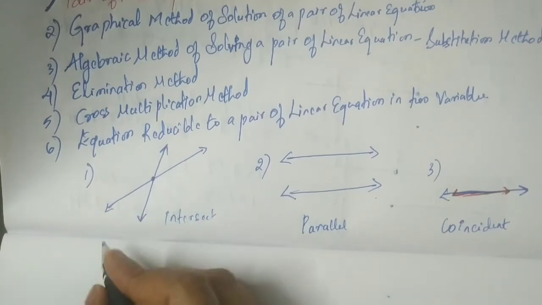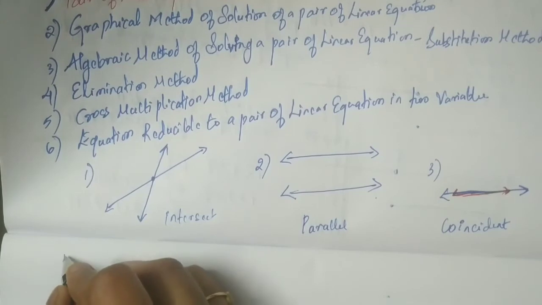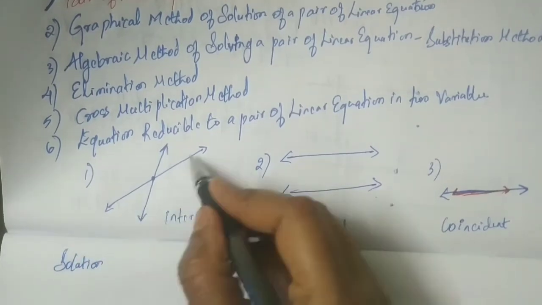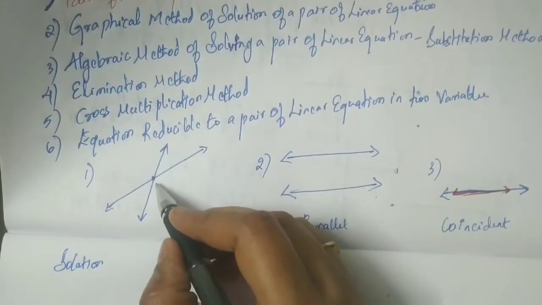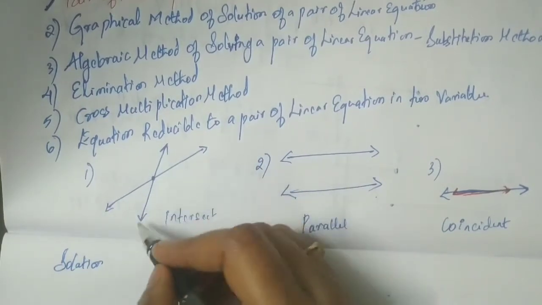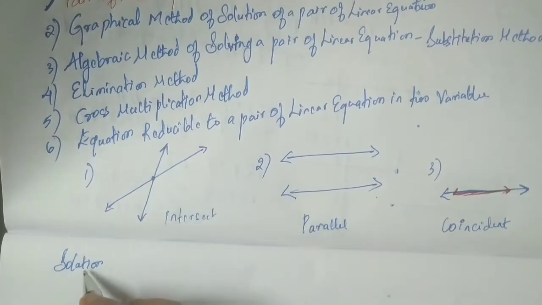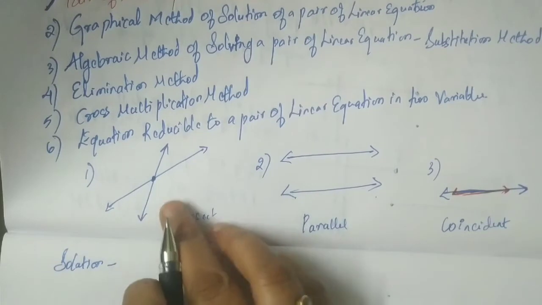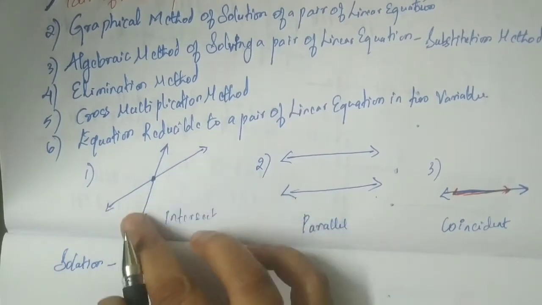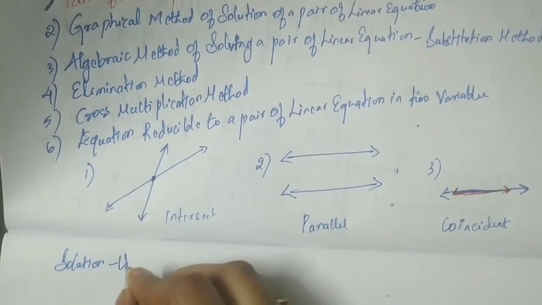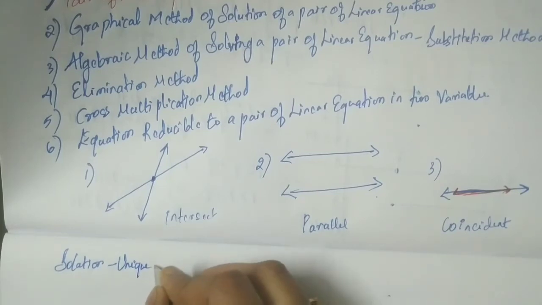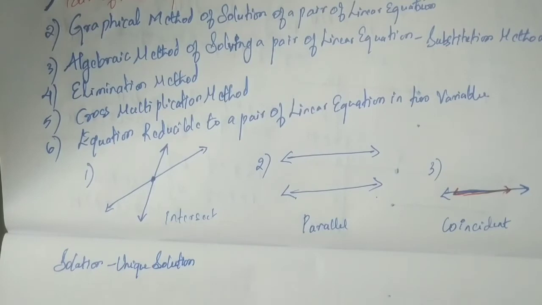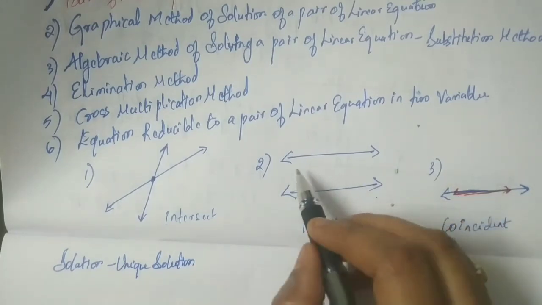Okay, so when will we get intersection, when will we get a parallel line, when will we get coincident lines. So we say two lines intersect means there is a relation between the first line and second line. So when there is a relation between first and second line, we say there is a solution. Okay, and you can see both the lines are intersecting at one point. So we say it has a unique solution. This nature exists only for intersection.